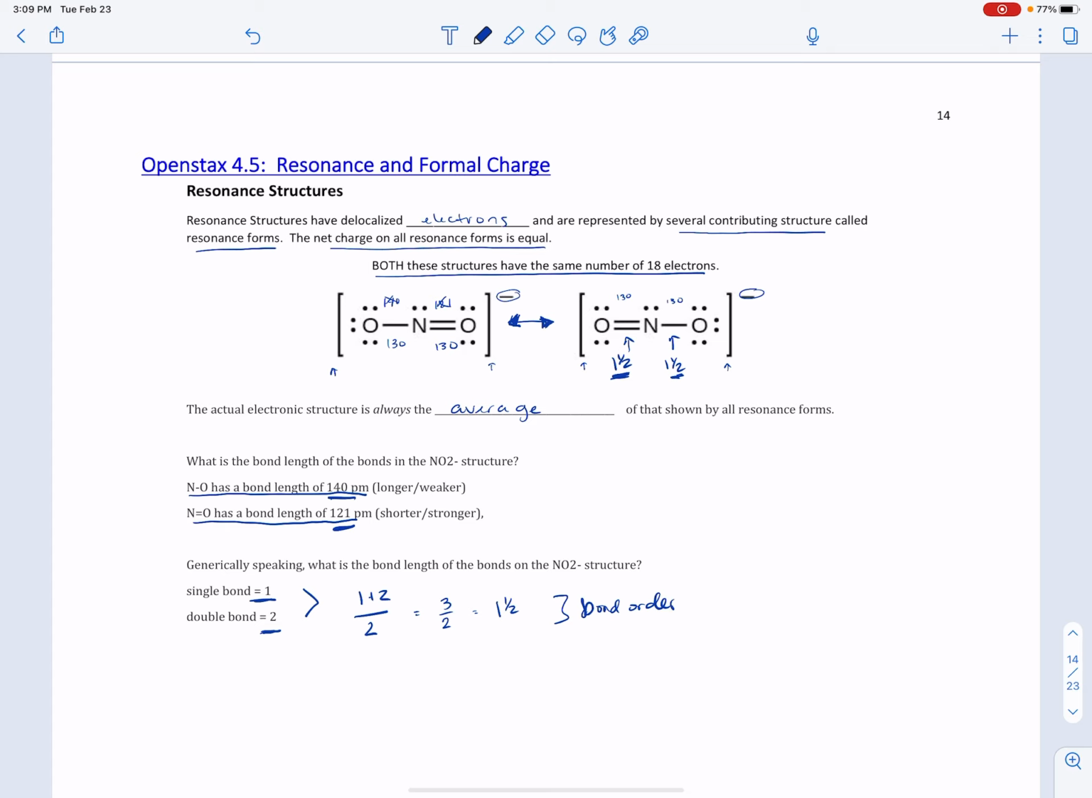And then sometimes it'll just ask about length. And rarely will you be asked to guess an exact length. More commonly, you'll be asked to just give and draw the different possibilities for the Lewis structures of things that are in resonance.